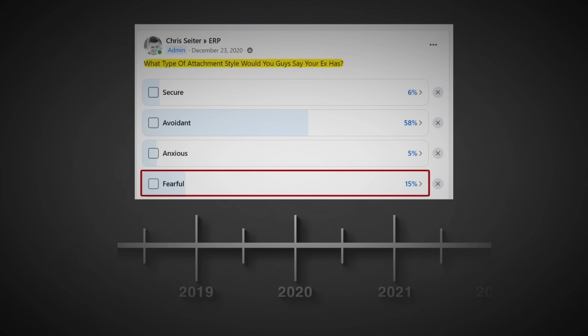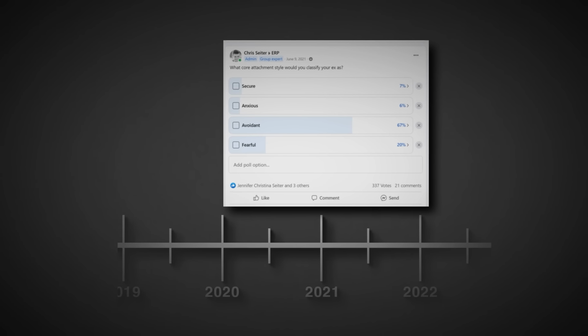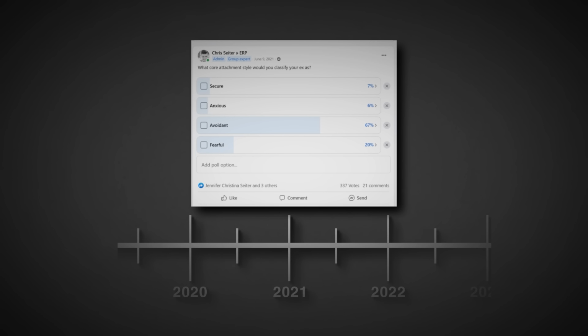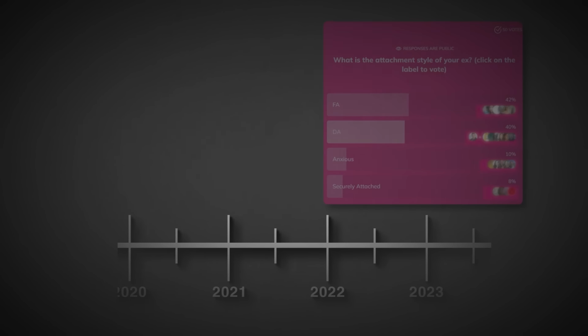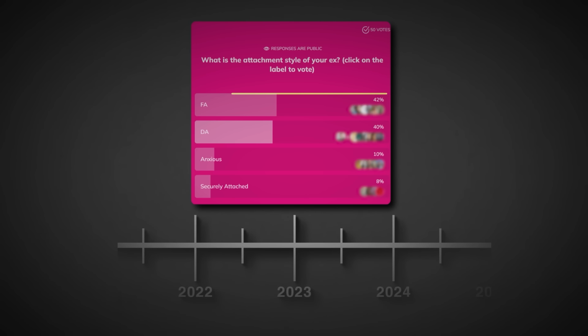I then conducted the exact same poll in 2021, and although I know it's a little confusing since some of the members added the same question twice, when you add the numbers up, that fearful avoidant percentage has risen to 20%. Then, in 2023, a poll was conducted inside our new community, and this is where things get really crazy. That percentage jumps up to 42%. So here's what we know.